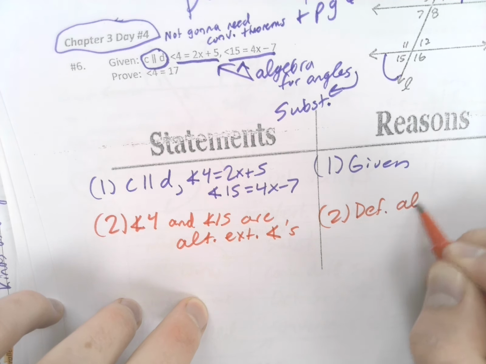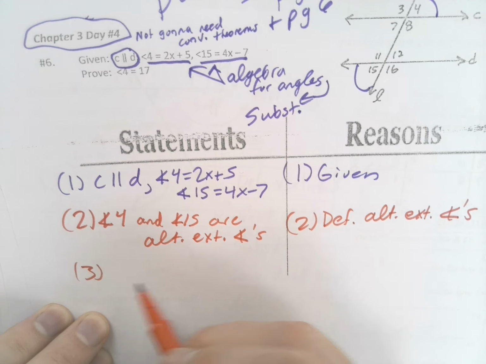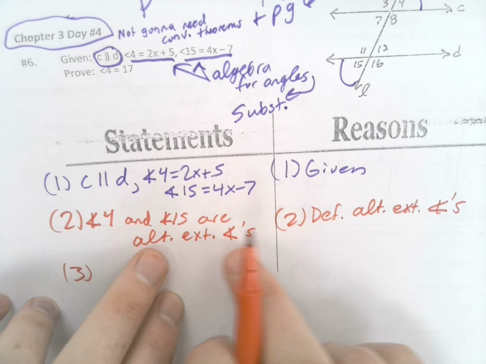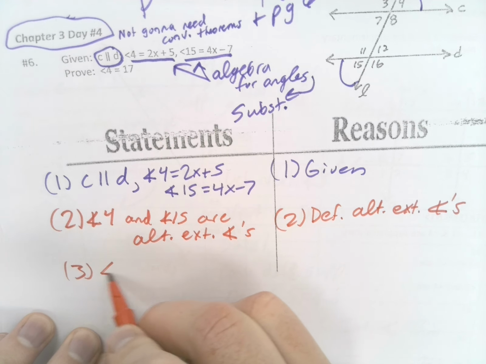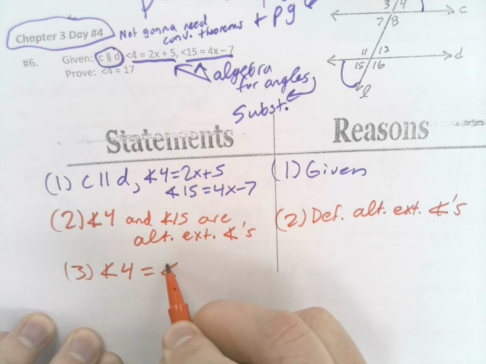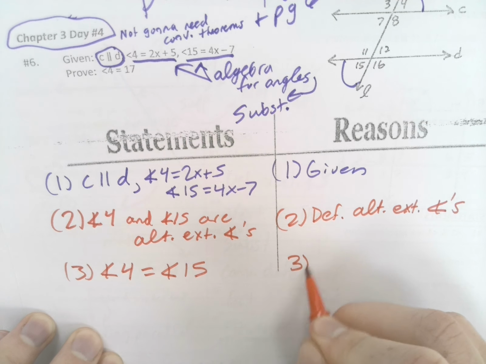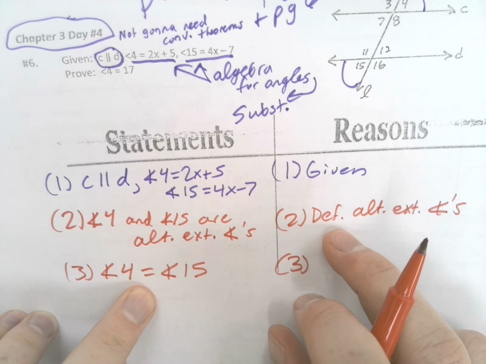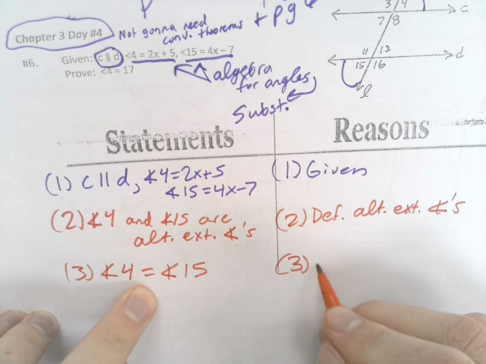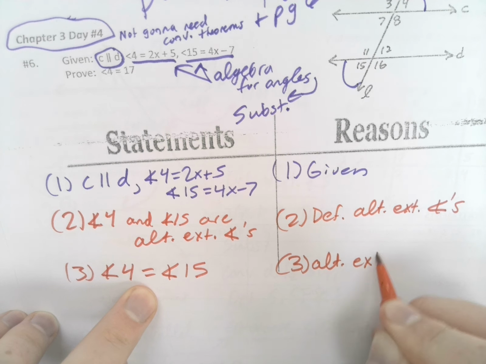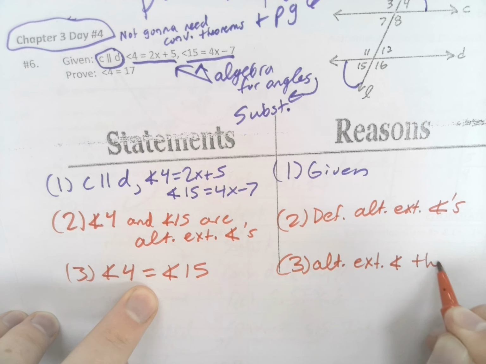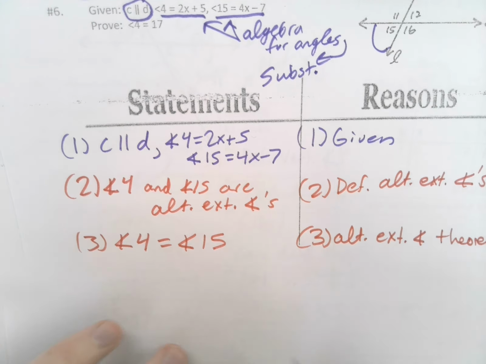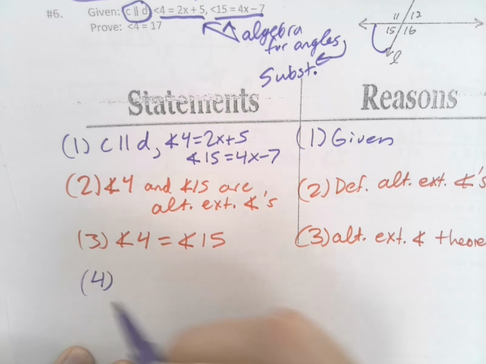But again, you guys know what's going to immediately follow that. We know that if we have a definition, we can do something with the fact that these are alternate exterior angles. If they are, that means they're going to be congruent. So how can we know that? Well, definition's not going to tell us that. That's going to be based off the alternate exterior angle theorem. Bada boom.